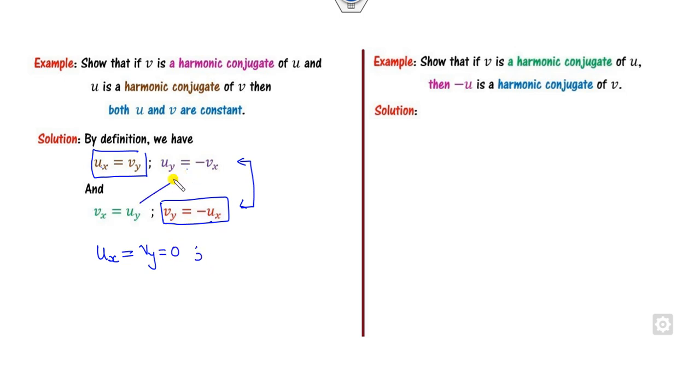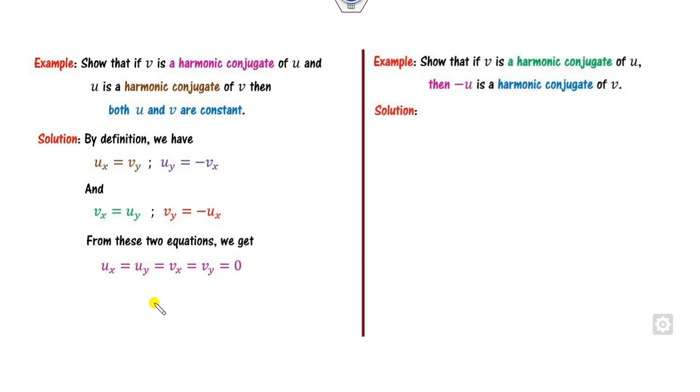Similarly, if you solve these two equations, what you get is Vx, which is nothing but Uy, is 0. So that's the meaning of this. If the partial derivative is 0, what is the meaning of that? U and V both are constant functions. So that's the first part.